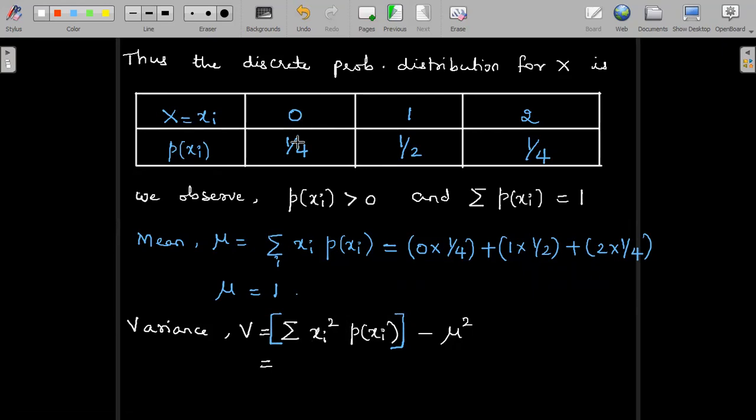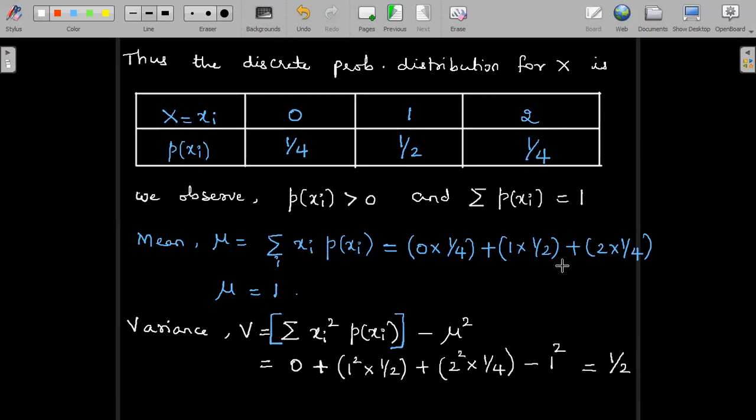So 0 square into 1 by 4. So 0 is multiplied with 1 by 4, which is 0 itself, plus second term, it is 1 square into 1 by 2, plus last term, it is 2 square into 1 by 4. Every xi square is multiplied with p of xi minus mu square. Here the mu value is 1. So using a calculator and simplifying this leads to variance value equal to 1 by 2. Variance V equal to 1 by 2.